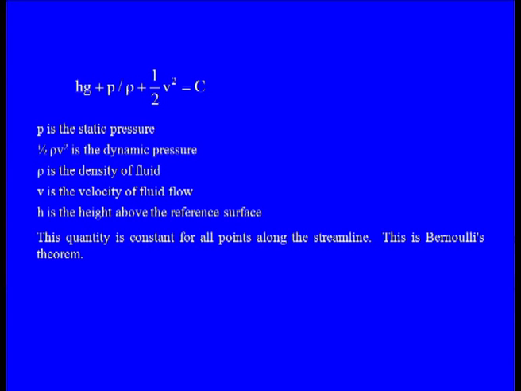In mathematical form, Hg plus P upon rho plus half V square, that means potential energy plus pressure energy plus kinetic energy, will be a constant, let us call it C. Here P is the static pressure. If you multiply by rho, you get it more clearly: P plus half rho V square plus H rho g equal to constant. In that form, it looks more elegant. Half rho V square is the dynamic pressure, rho is the density of the fluid, V is the velocity of the fluid flow, and H is the height above the reference surface. This quantity is constant for all points along the streamline. So, this is Bernoulli's theorem.